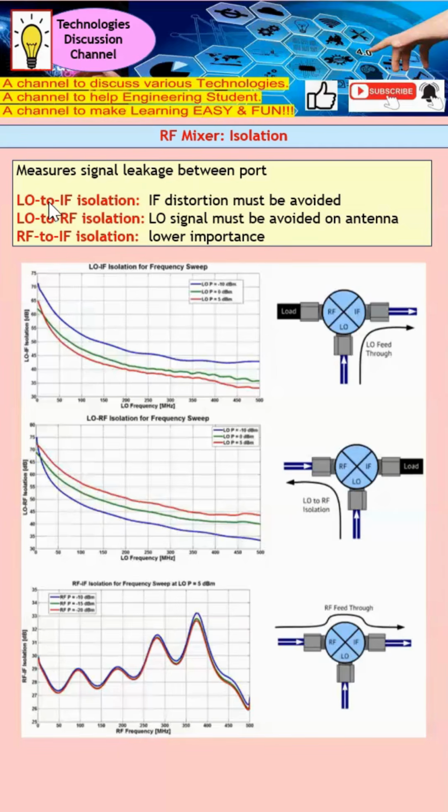So basically, in short, this is what I have for you for the isolation. We have the LO to IF isolation and LO to RF isolation, which are critical when we talk about the performance of an RF mixer.